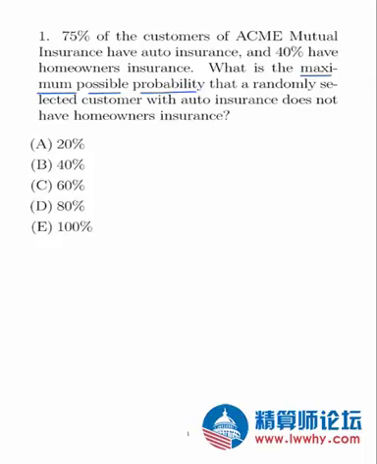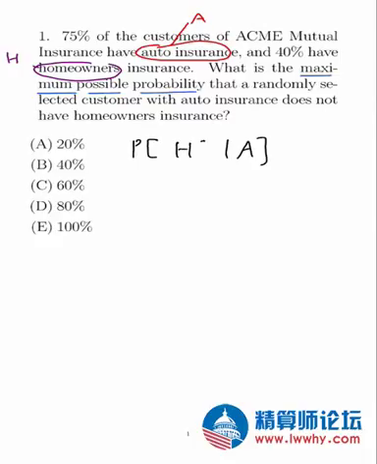All right, so what is the probability that we're being asked about? We have some customers who have auto insurance. I'm going to label those people as being A. And we have some customers with homeowners insurance. I'm going to label these people as H. So what do we want? We want the maximum possible probability that somebody with auto insurance, so we're conditioning on having auto insurance, does not have homeowners insurance. So we want the probability of H complement given A.